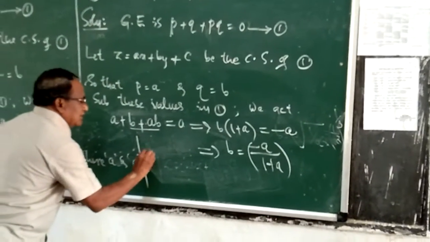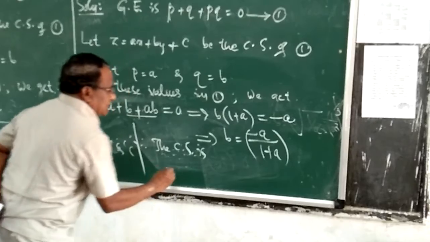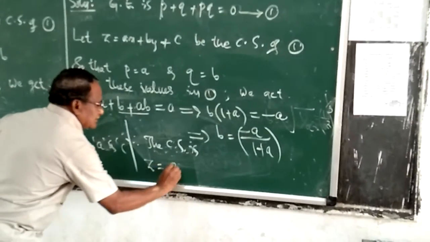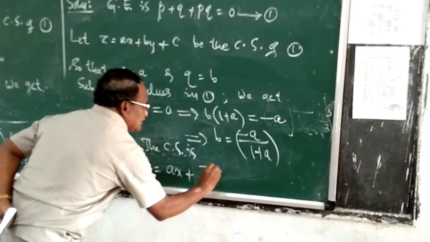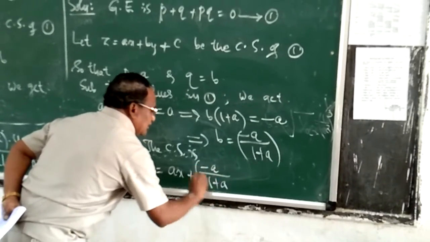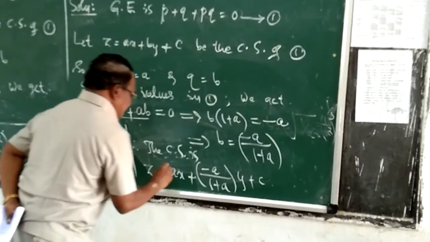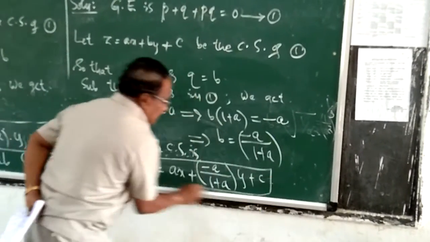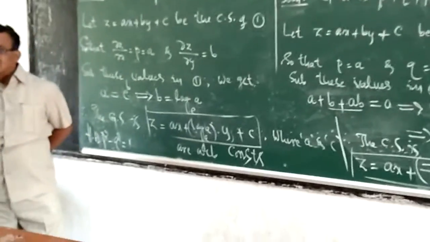Therefore, the complete solution is z is equal to ax plus b, that is minus a divided by 1 plus a, into y plus c, where of course a and c are arbitrary constants. This is our solution.